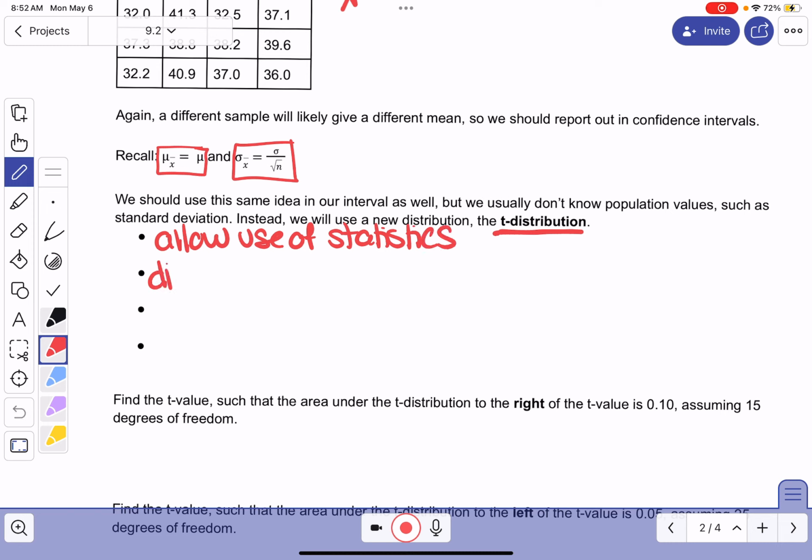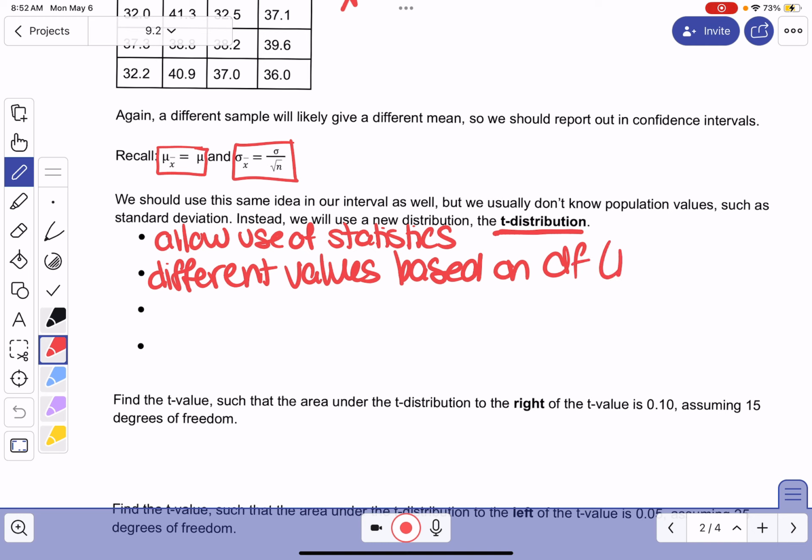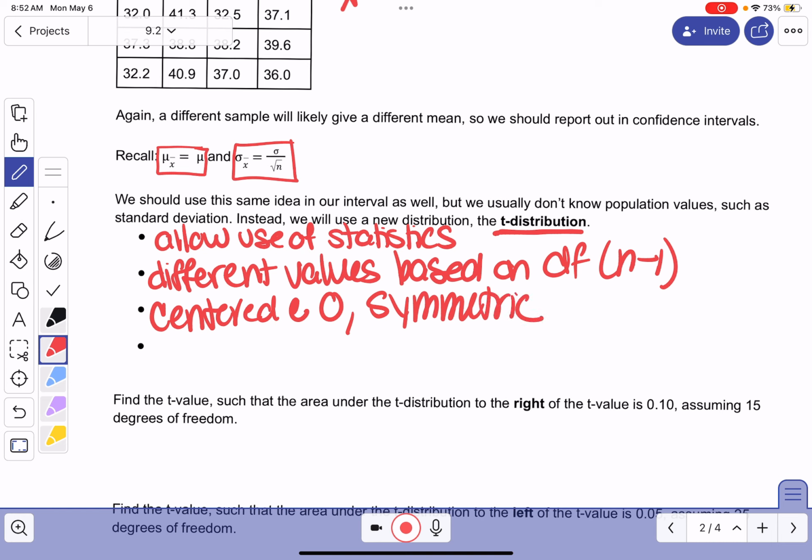Your t changes depending on your sample size, which we use the degrees of freedom. I don't know if you guys remember that, but it was n minus 1. And then it's still centered at 0 and symmetric, like z was. And then as n increases, t gets closer and closer to z. It approaches z. So the bigger the population, the closer to z it is, because we have a normal population.